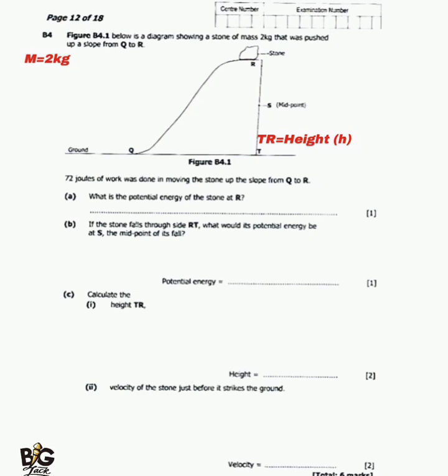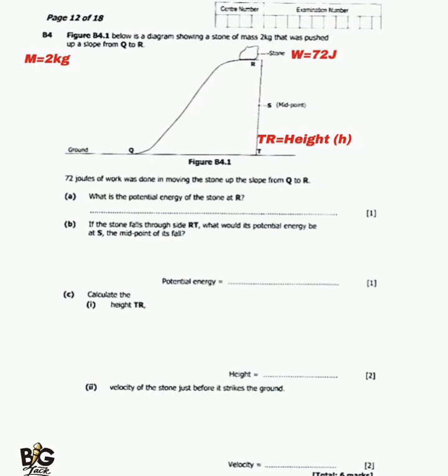The question is saying 72 joules of work was done in moving the stone up the slope from Q to R. Now, work and energy are measured in joules, which means the work done here is equal to 72. Remember, work done is equal to 72.